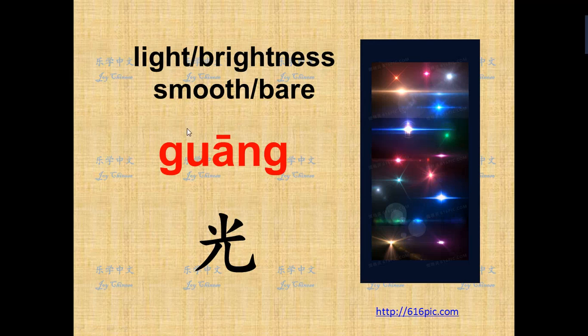Next one is a combination of ge and uang with the first tone. Ge uang, guang. It means light or brightness, or something is smooth, bare. So this is a character that has many different meanings. Or something is shining. Guang.